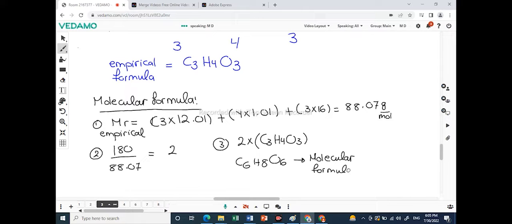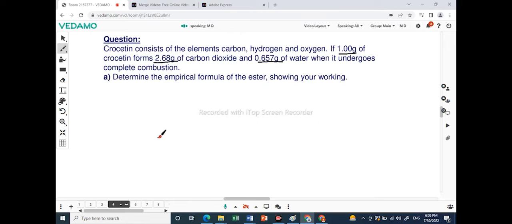Now we're going to apply another question using the same idea. We have quercetin, which consists of the elements carbon, hydrogen, and oxygen. The mass of the whole sample is given as 1 gram. And we have here the carbon dioxide mass besides the water mass. So let's start with A, which is determining the empirical formula of this ester. We're going to go through exactly the same steps, but we will try to be a little bit faster.